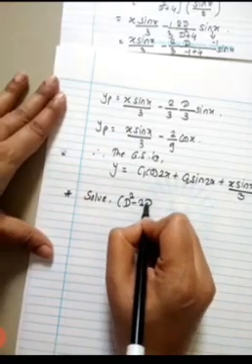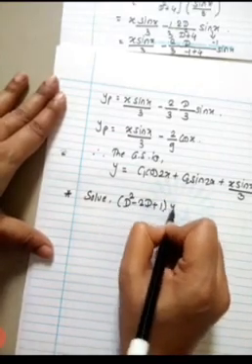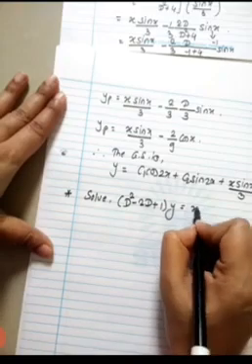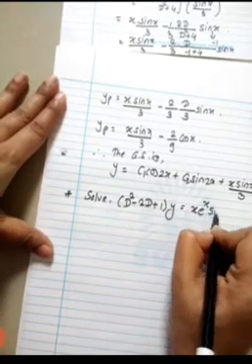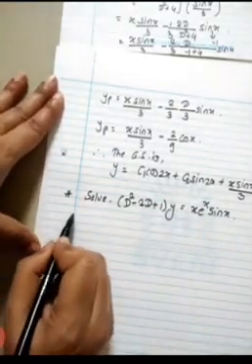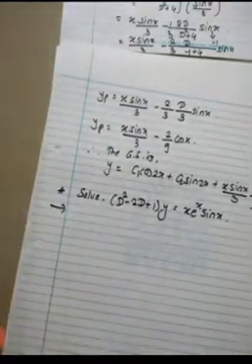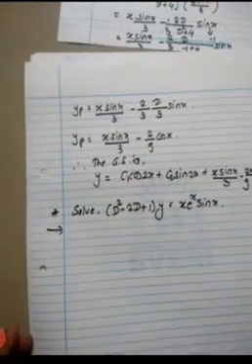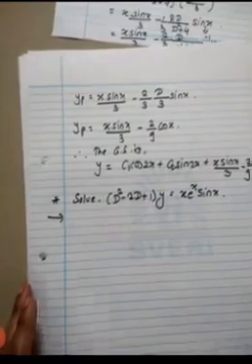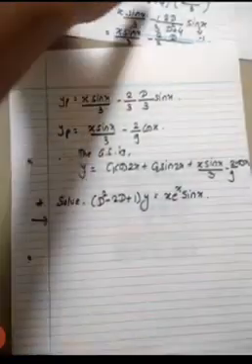Then solve. D square minus 2d plus 1 y is equal to x e raised to x into sin x. You should first find yc. I'm waiting. Find out yc.